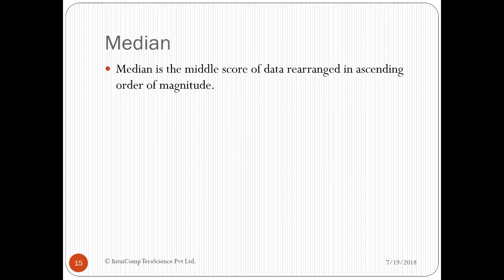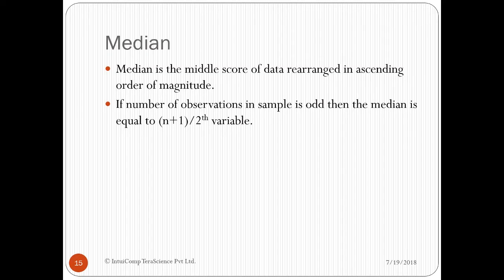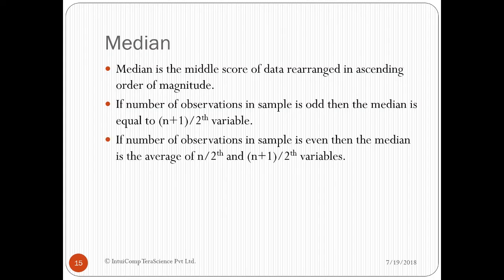Median is the middle score of data rearranged in ascending order of magnitude. It is less widely used but is a useful statistical parameter due to its robustness. If the number of observations in a sample is odd, then the median is equal to (n plus 1) divided by 2. If the number of observations in a sample is even, then the median is the average of the n by 2 and (n plus 1) by 2 values. It is often used when data is non-symmetrical, as it can reduce the effect of outliers.